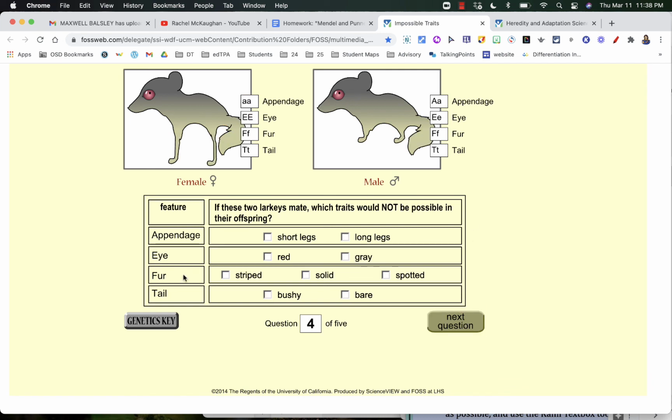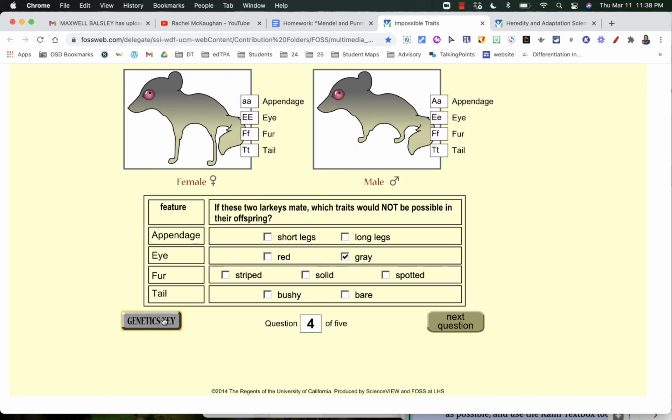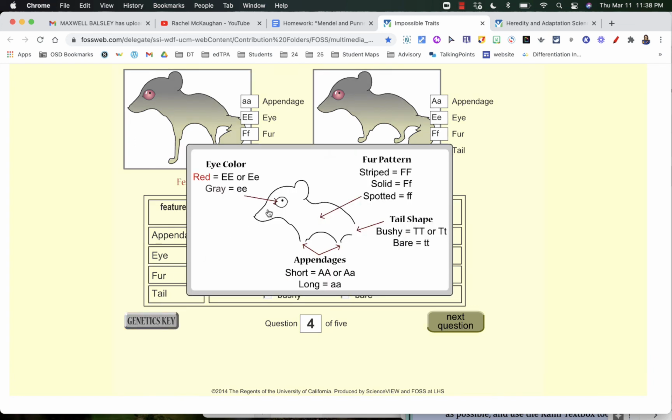Okay, here we go again. Short legs. Yes, there's a dominant allele, so you can have short legs, and there's 2 recessive alleles, so you can have long legs. Eyes. Can you get dominant? Yes, you'll have red. Can you have recessive? Little e? Nope. Gray eyes? Impossible. Fur. Can you get big F, big F? Yes. Big F, little f? Yes. Little f, little f? Yes. Fur is all possible. All the patterns are possible.